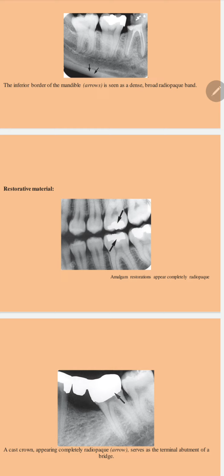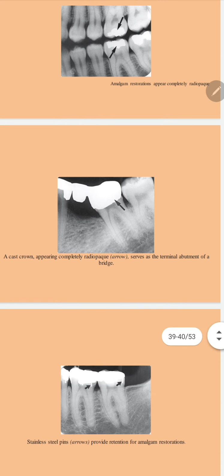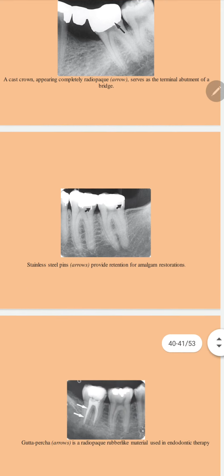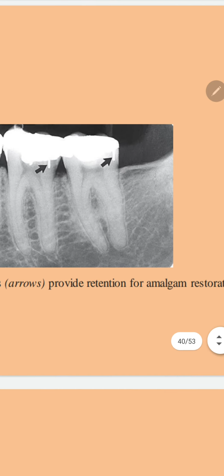Restorative material. Amalgam restoration appears completely radiopaque. A cast crown appears completely radiopaque, as in this lower 6 which serves as an abutment to the bridge. Stainless steel pin provides retention to the filling. It appears radiopaque.